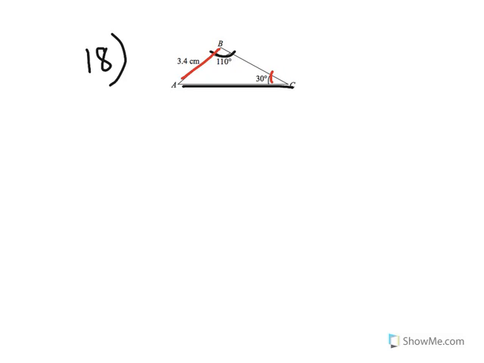Now the sine rule simply states that the ratio between the sine of the angle and the side opposite to it is equal for all angles and corresponding opposite sides. So that sounded a bit confusing. So let me just make it simple. Okay, so in this case you have 30 degrees and the side opposite is 3.4 centimeters.